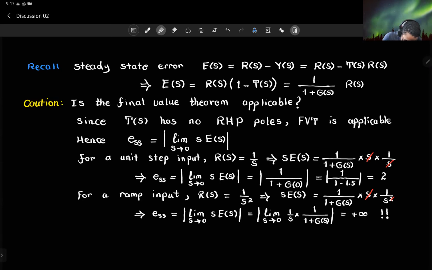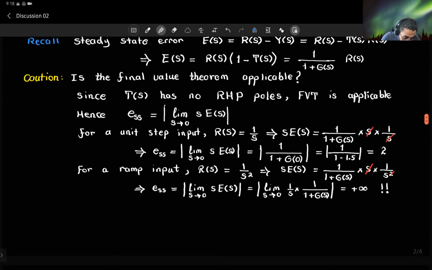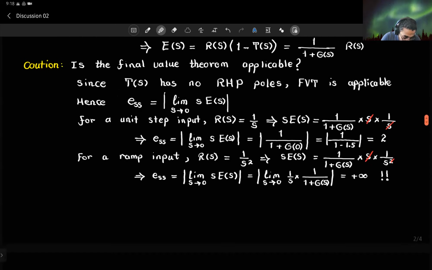And we expected that because this is a type 0 system, right? And so for a type 0 system, when you try to give it a ramp input, the steady state error will actually grow to infinity. Okay, any questions?